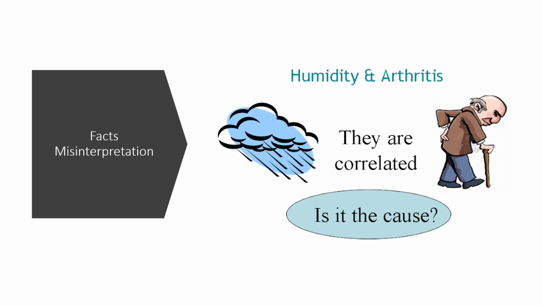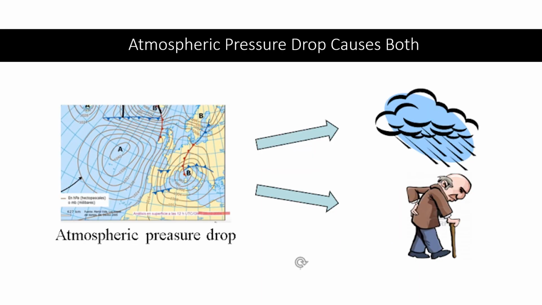Humidity and arthritis are positively correlated, as older people will confirm. Is humidity causing arthritis? The answer is no. It is the drop in atmospheric pressure that causes both rain and arthritis. A good correlation is a necessary condition for causation between two factors, but it is not sufficient.